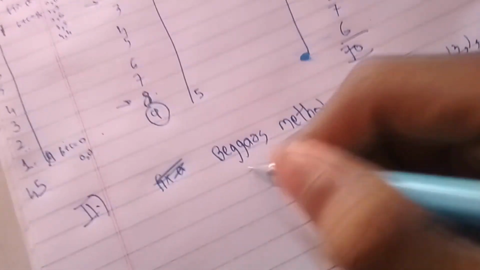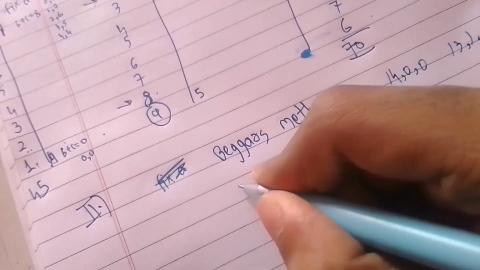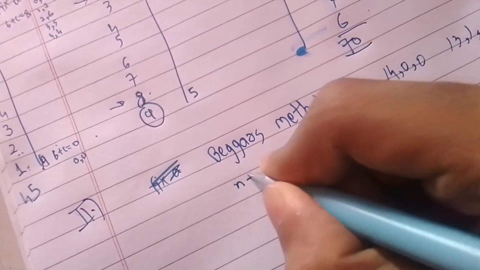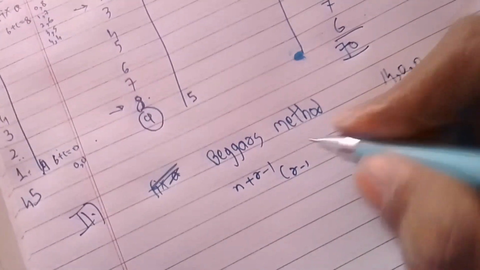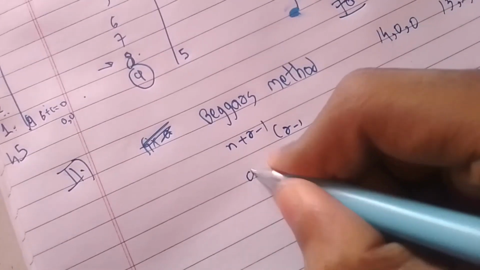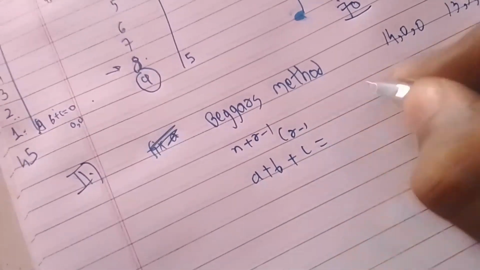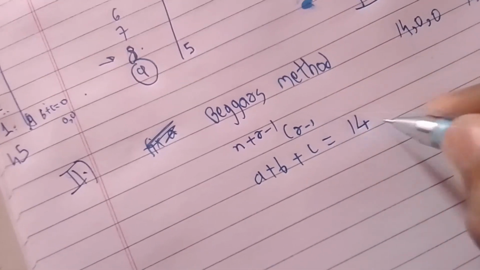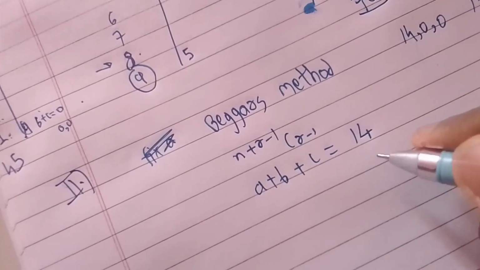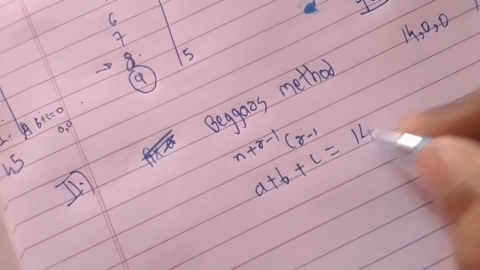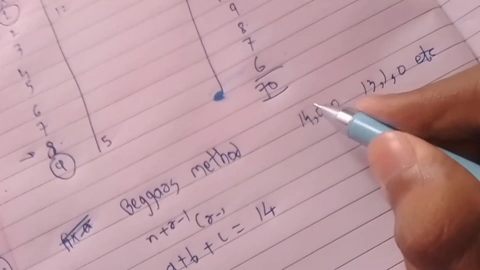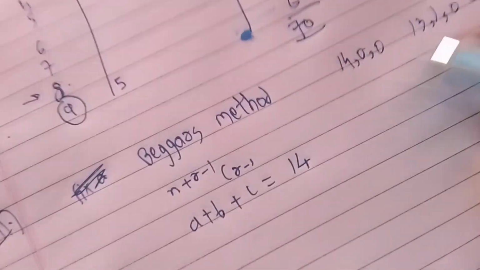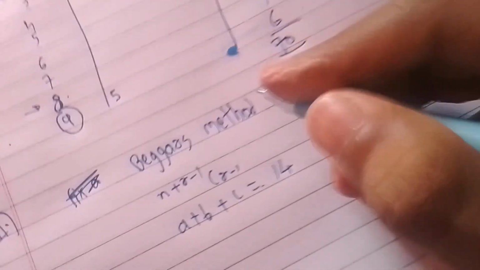So the very first approach will be using the formula n plus r minus 1 c r minus 1 for a plus b plus c equal to 14. I will be directly applying this formula for this one because I am here including all cases, that includes this random stuff that is not required. But after that I will be subtracting all this random stuff from this one.